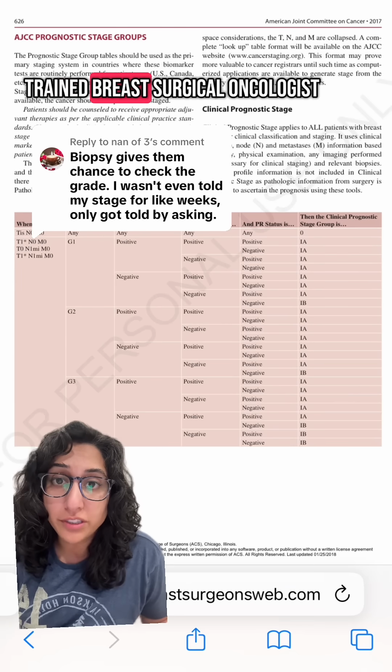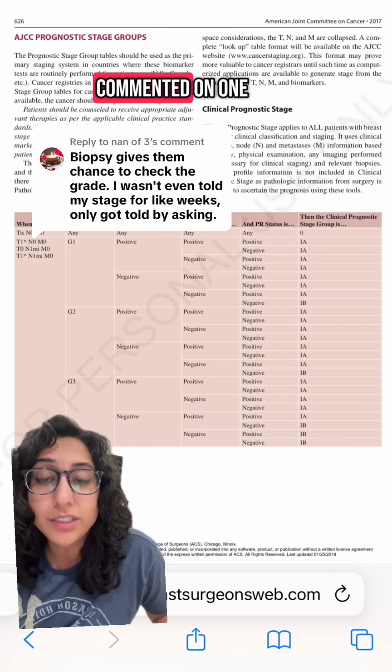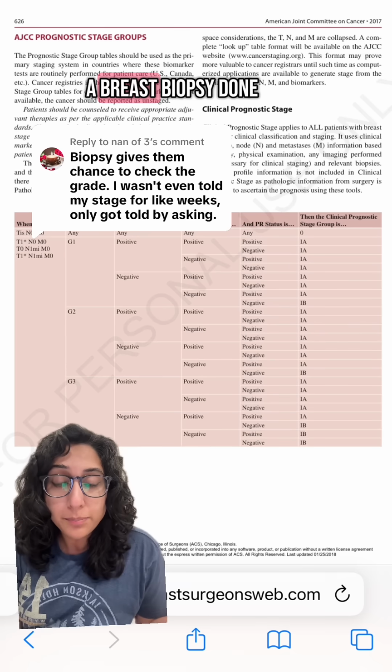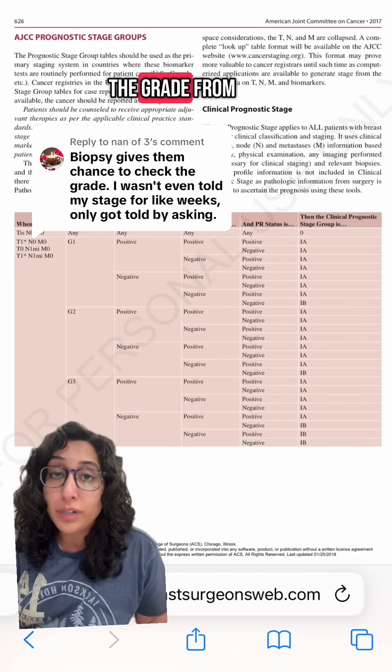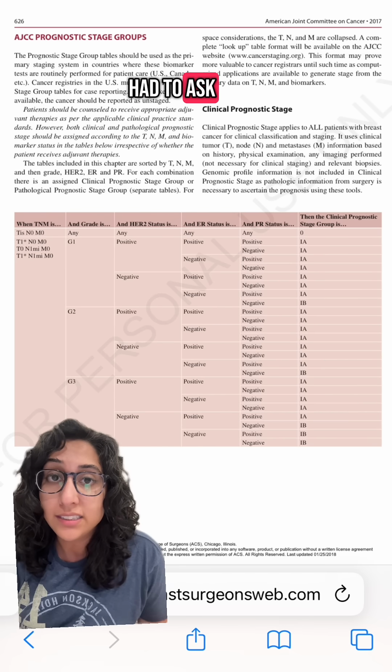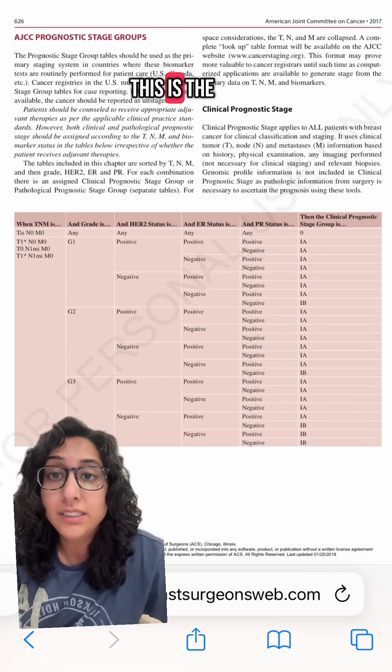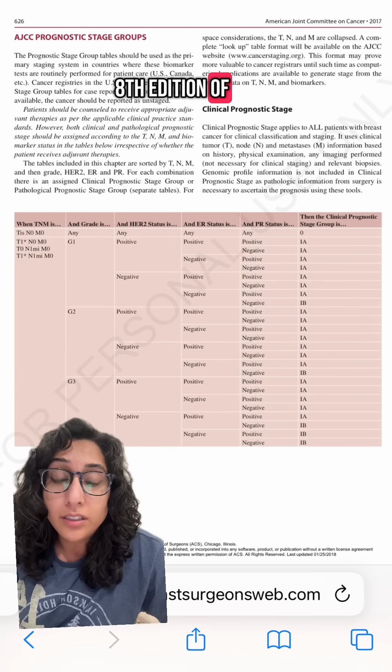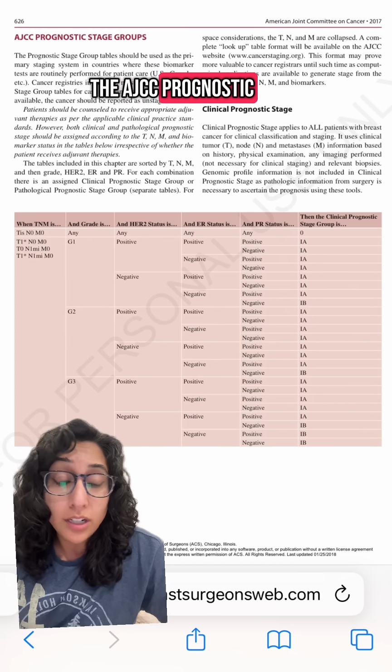I'm a fellowship trained breast surgical oncologist, and someone recently commented on one of my videos that they had a breast biopsy done and they learned the grade from looking at the pathology report, but no one told them the stage and they had to ask. And this is why. This is the 8th edition of the AJCC prognostic stage groups.